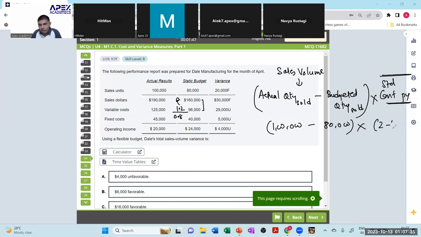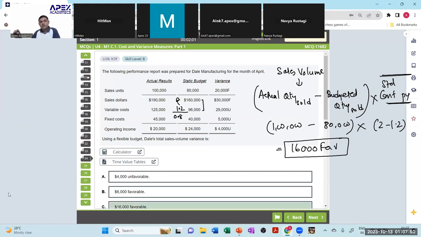ठीक है, 2 minus 1.2. So what is your answer? Your answer is 16,000 favorable. क्या आंसर? 16,000 favorable. बराबर है? Are you with me on that? Everyone, yes sir. Screenshot डालो. ठीक है.